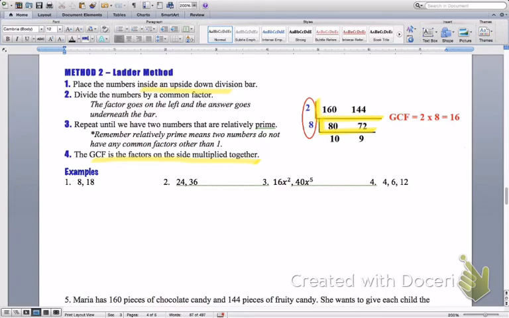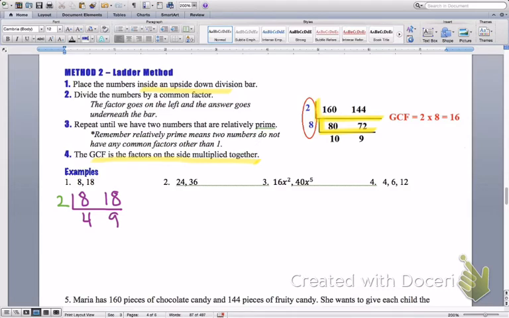So let's go ahead and see how this works. So let's do 8 and 18. So we do our backwards division. We put an 8 and an 18. We ask ourselves, what divides 8 and 18? We can divide both of these by 2. So I'm going to place a 2 on the outside here. And when I divide by 2, I'm going to get 4. And divide the 18 by 2, I get a 9.